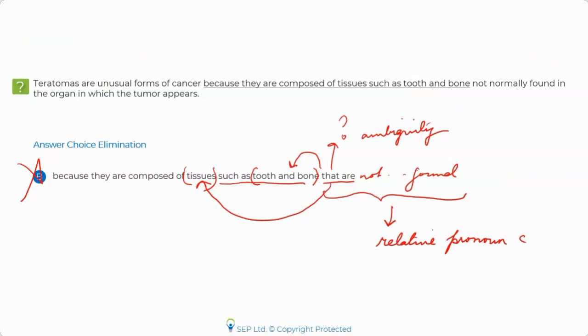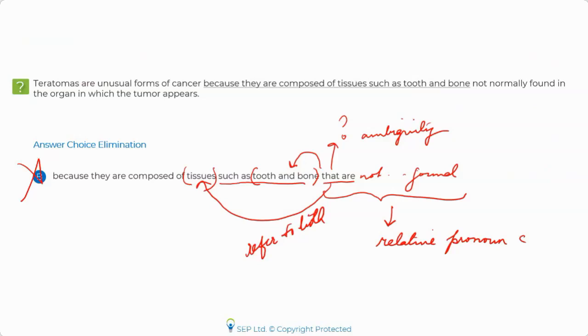The that can refer to tooth and bone. So it would ultimately mean the same thing, that the tooth and bone are not found. You cannot just ignore tooth and bone and straight away jump to tissues. The problem is it can refer to both. And it's not clear to us. All right.